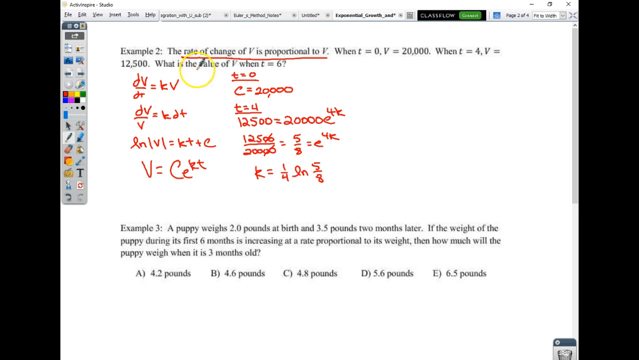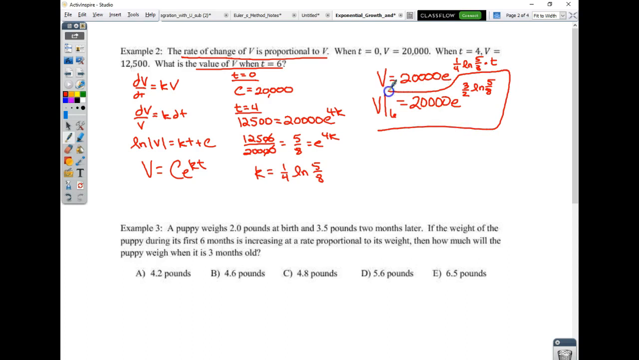Problem says, what is v when t is equal to 6? So if v equals 20,000 e to the 1/4 natural log of 5/8 times t, then v at 6 is 20,000 e to the 3/2 natural log of 5/8. What is that number? I don't know. But I bet you it's smaller than 12,500. Yes.